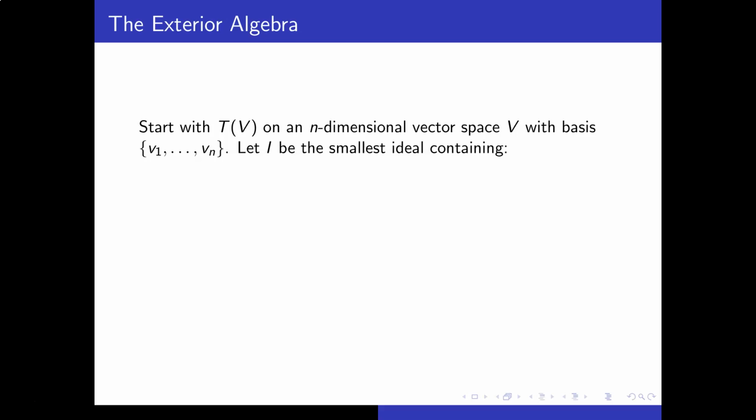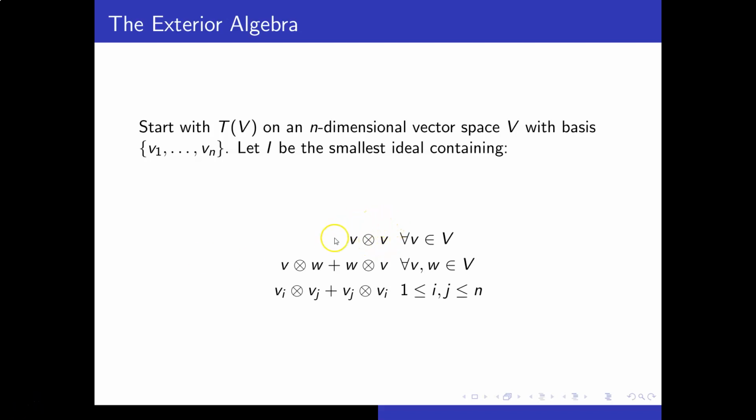So much like the tensor algebra, this can be done on any vector space. Again, we're going to assume finite dimensions, though you don't actually have to; it can be infinite dimensional. It's going to have a basis v1 through vn. I'm going to take the tensor algebra, and then I'm going to take the smallest ideal that contains all of the following quantities. The first thing I want is to contain v tensor v for any v in V. I also want to contain v tensor w plus w tensor v for all v and w in V.